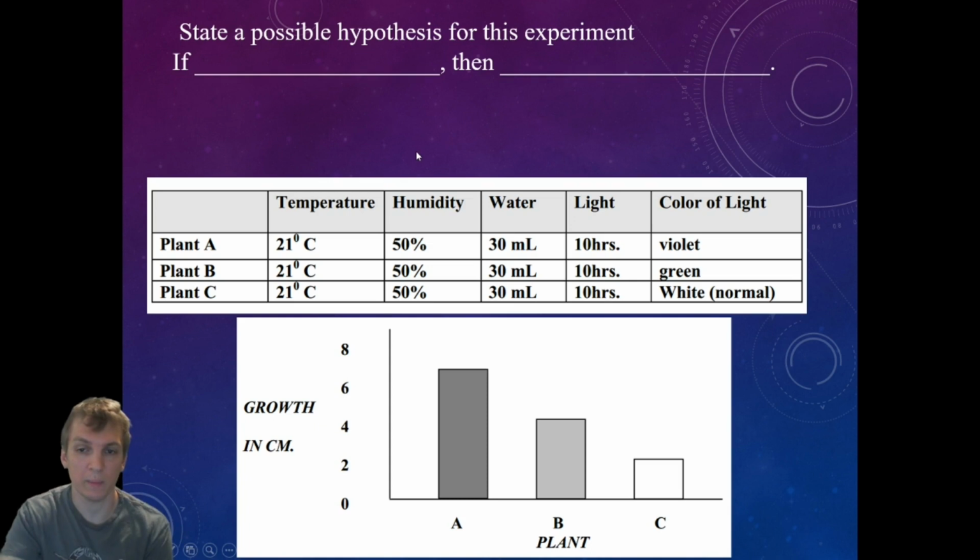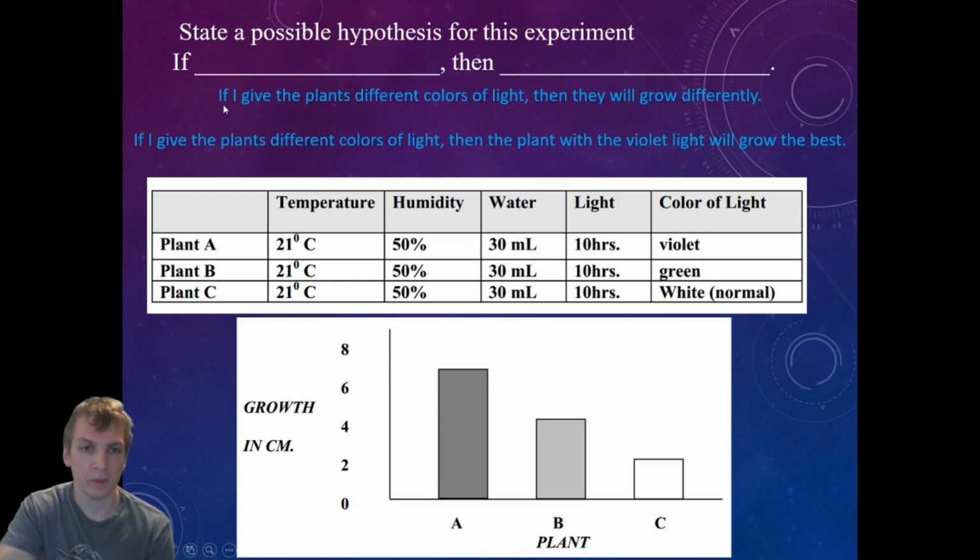Okay, so you can come up with a different hypothesis here, but I came up with two possible ones based off of this experiment. The first one that I came up with is if I give the plants different colors of light, then they will grow differently. That's just a very broad, wide hypothesis saying, I don't know which color is going to be the best. I just know they're going to grow differently, or I think they're going to grow differently.